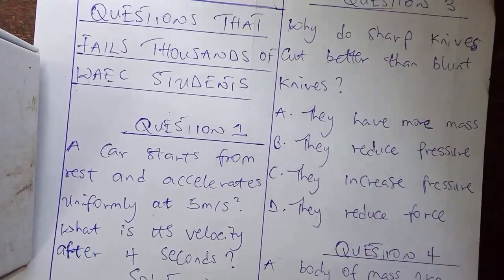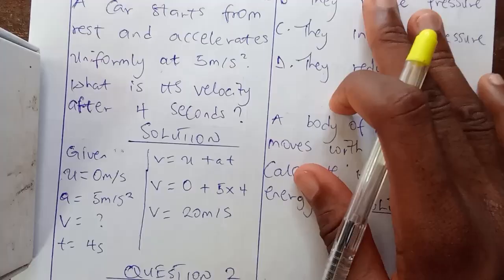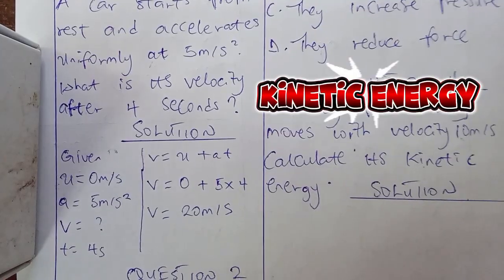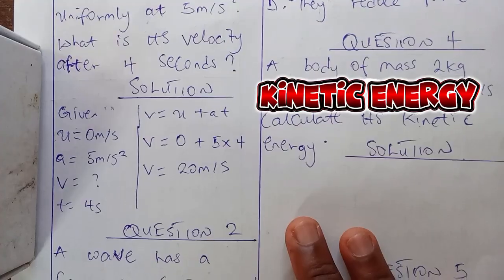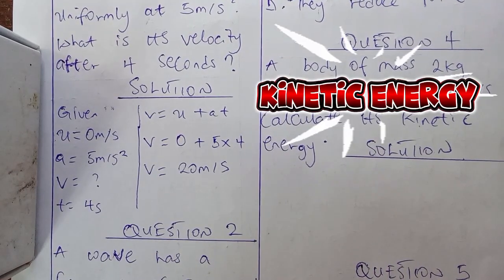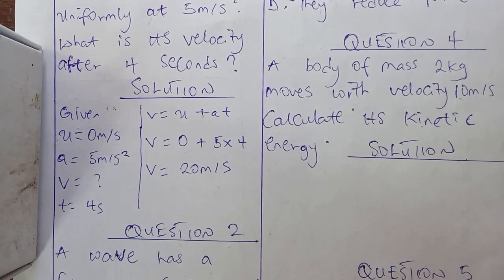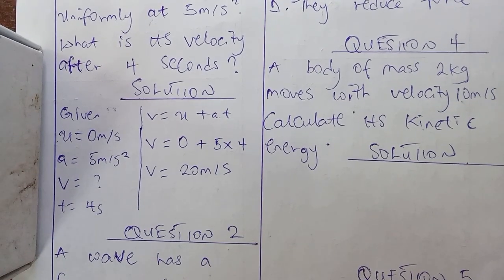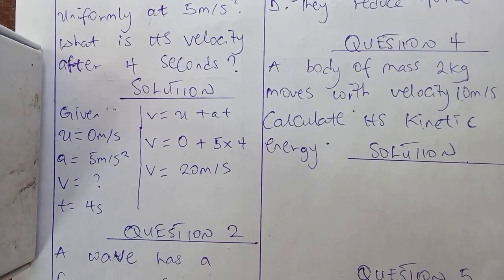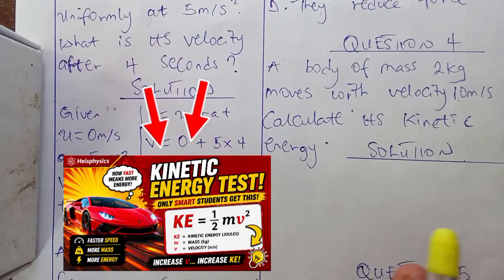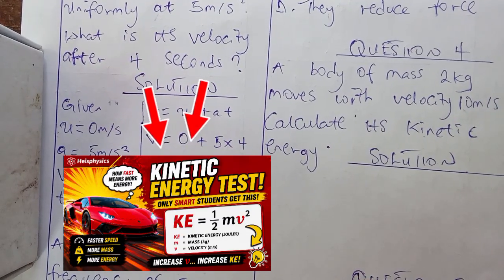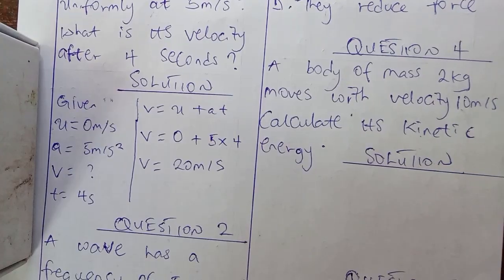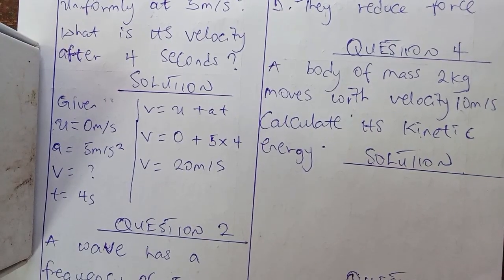So now question 4. Question 4 says, a body of mass 2 kilograms moves with a velocity of 10 meters per second. Calculate its kinetic energy. Whoa, what a coincidence. I just got the video on kinetic energy. That is my latest video on my channel. So you can also check that video out to get more knowledge, because I solved many more examples on that video. These particular examples I just picked from WAEC past questions, so you guys can ace your physics in WAEC.